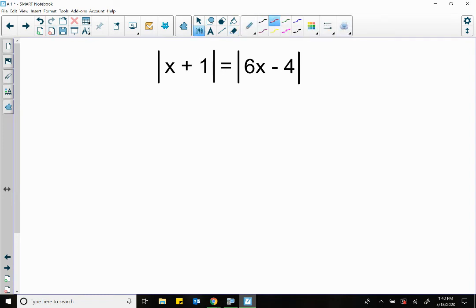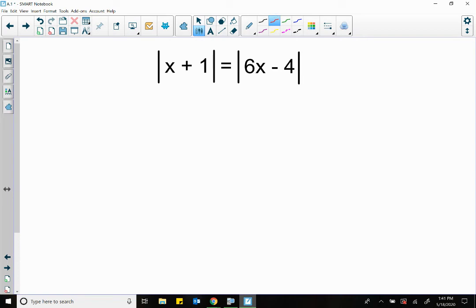So the first thing you're going to do is look at this side over here. Is this absolute value by itself? Absolutely. There is nothing on the left. There's nothing on the right. So this absolute value is ready to go. So you don't have to worry about if this is equal to a negative number, because this is another absolute value. Remember, absolute values are always positive. So you don't have to worry about that.